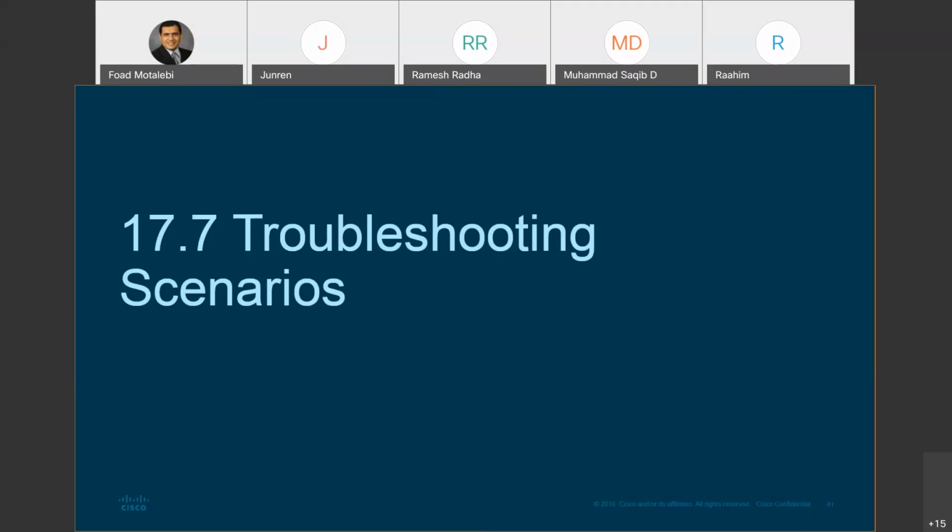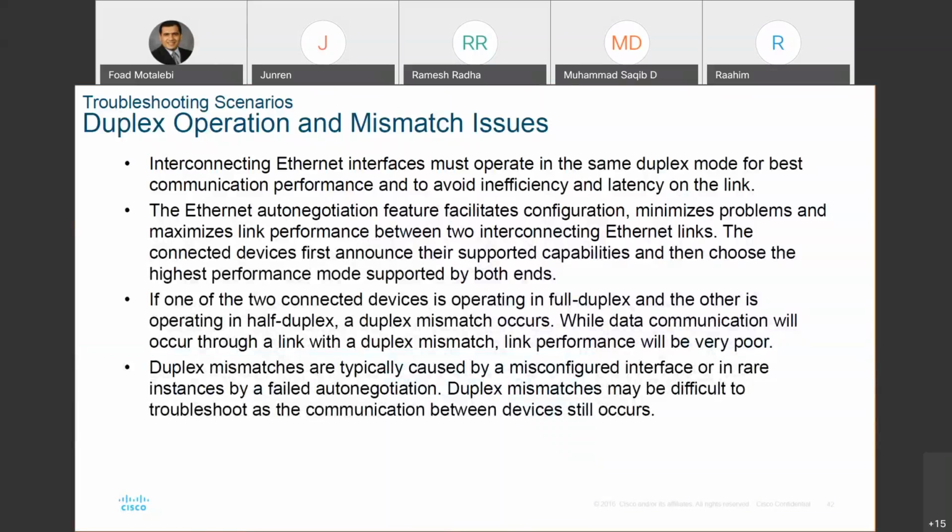Let's look at some scenarios where we troubleshoot, okay? Sometimes certain devices in your network are configured to work on full duplex, and certain devices are configured to work on half duplex. So some are full duplex, some are half duplex. The network still works, but it is not at its optimal performance. So fix it. That could be an issue.